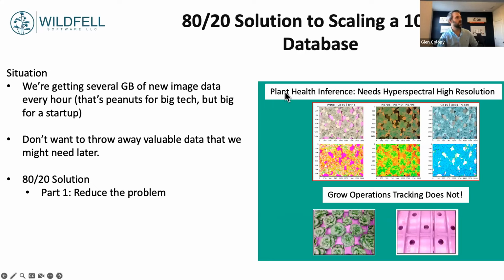We realized that while plant health, the thing we're trying to monitor in crops, needs the hyperspectral image, meaning the image at all these different spectra to identify whether the plant is photosynthesizing correctly, respiring correctly, things like that, grow operations doesn't need that. You don't need a hyperspectral image to tell the difference between a tray with plants and an empty tray. There are way more grow operational things like this.